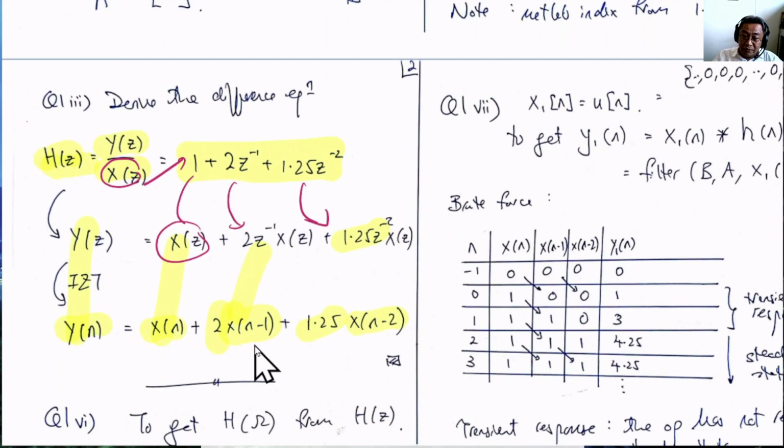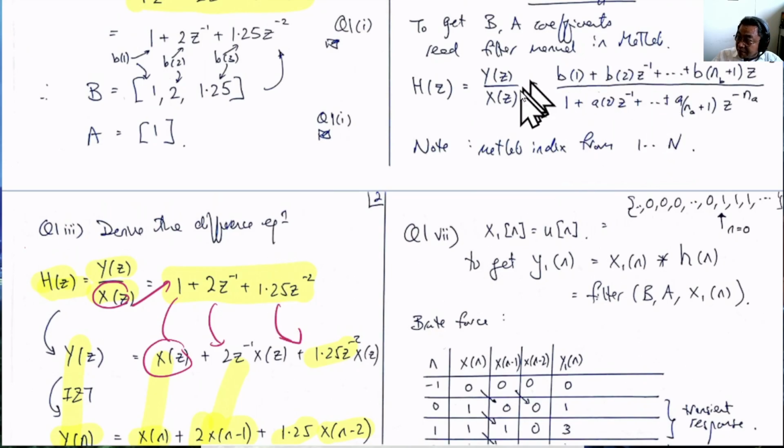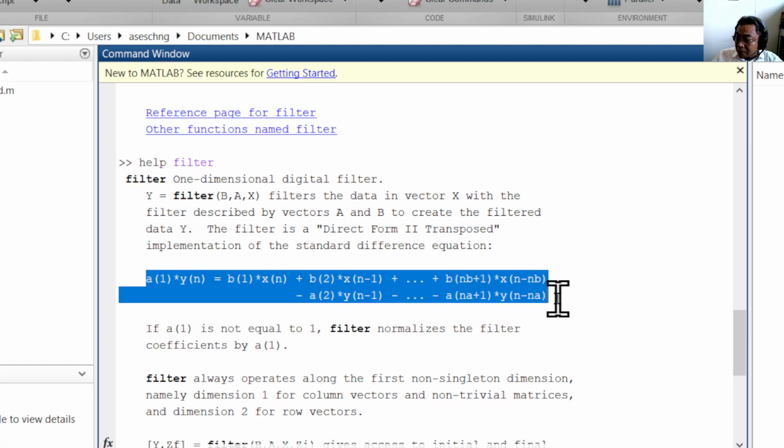From this difference equation, I'm going to again show you how we get this MATLAB expression of B's and A's. Remember that in MATLAB, if you type the words help filter over here, you will see that the filter is expressed by this expression over here. So type help filter in MATLAB, and you'll read what the filter means in MATLAB. The first thing you must remember is that MATLAB has entries starting with index 1 and not 0 for its vector notation.